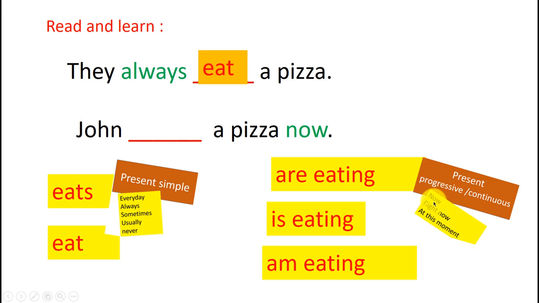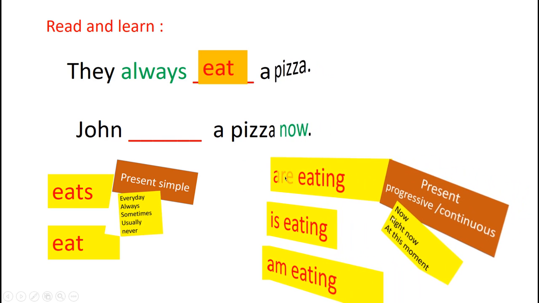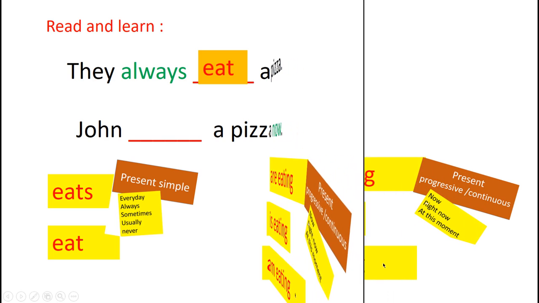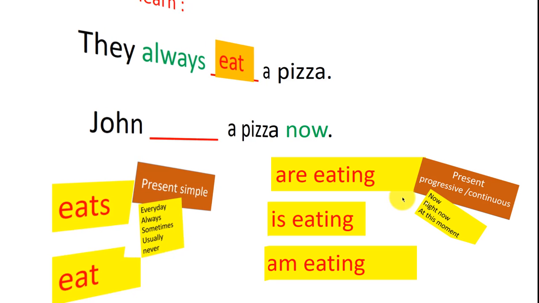Good. So, which tense will we use? We will use the present progressive tense. If you want to call it continuous, it's correct. Progressive is the same as continuous. Good. So, we will use one of these verbs in this list, I mean.